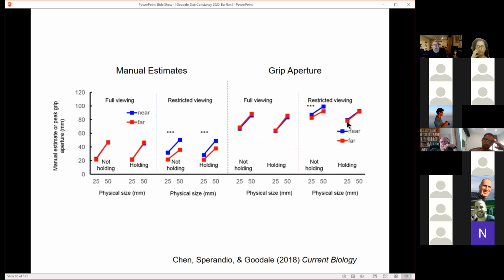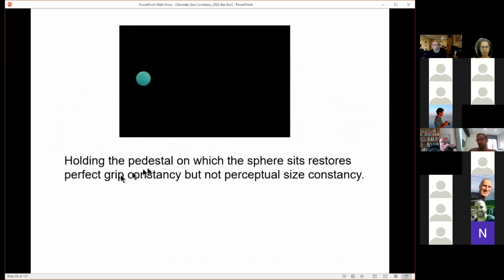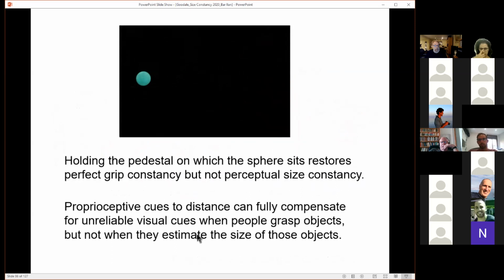So proprioception then will correct for these deficits in visual information, distance cues in this situation, but not for manual estimates, not for perception. So the bottom line then, holding the pedestal on which the sphere sits restores perfect grip constancy, but not perceptual size constancy. And it suggests that proprioceptive cues to distance can compensate for these unreliable visual cues when people grasp objects, but not when they estimate the size of those objects.